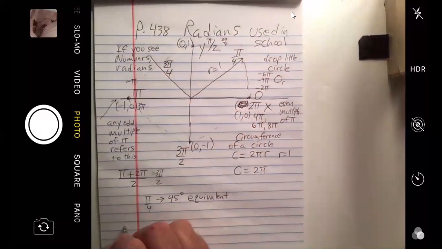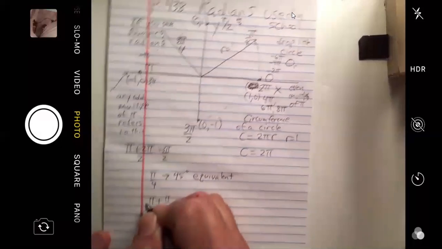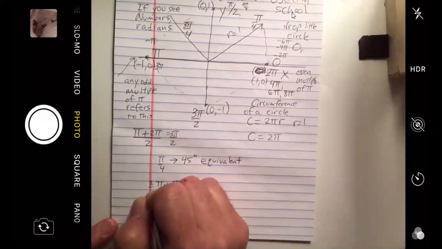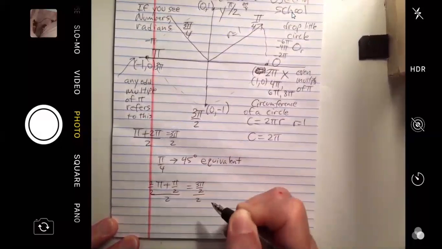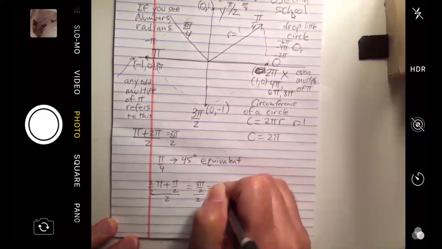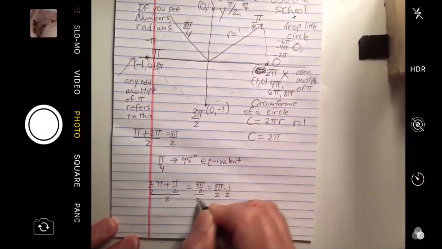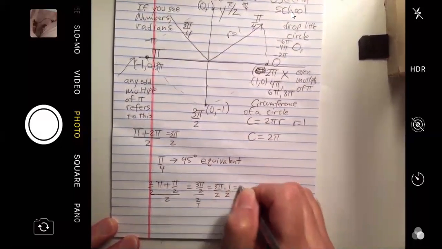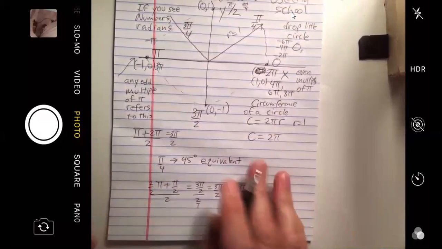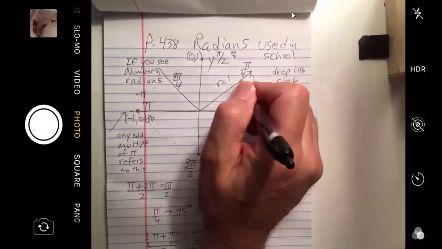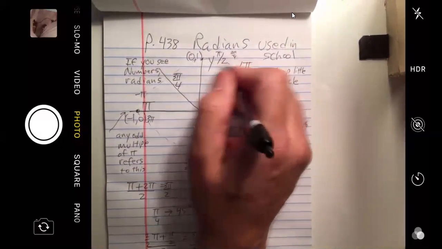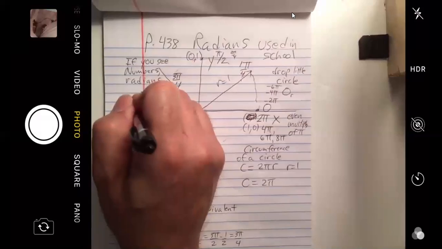If you wanted to average it, you could go pi, add pi over 2, and divide by 2. With a common denominator, you'd get 2 pi over 2 plus pi over 2, so you're making 3 pi over 2 over 2. That's 3 pi over 2 times 1/2. The bottom flips around when you divide fractions: 3 pi over 4. I don't know if that makes it any clearer. I prefer to count around. 45 degrees, 1 pi over 4, 2 pi over 4, 3 pi over 4, 4 pi over 4.